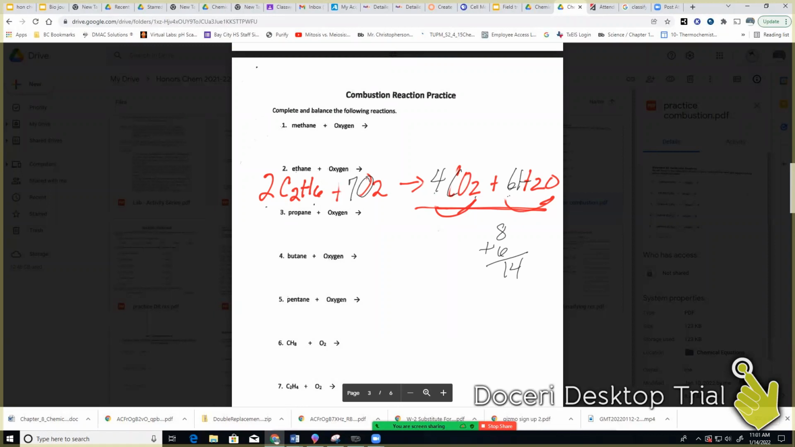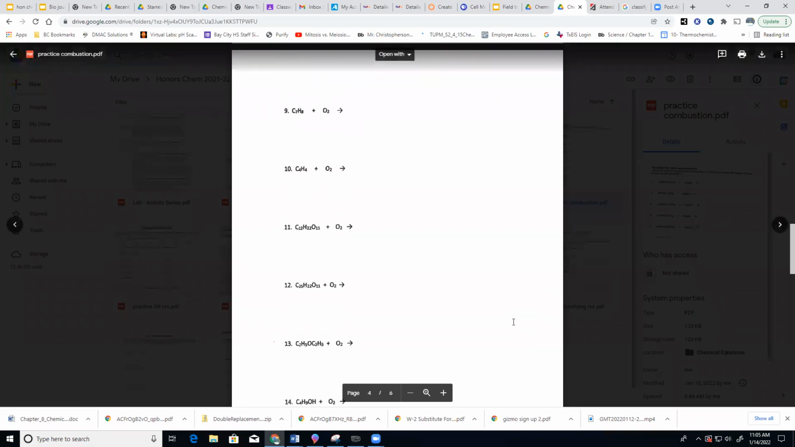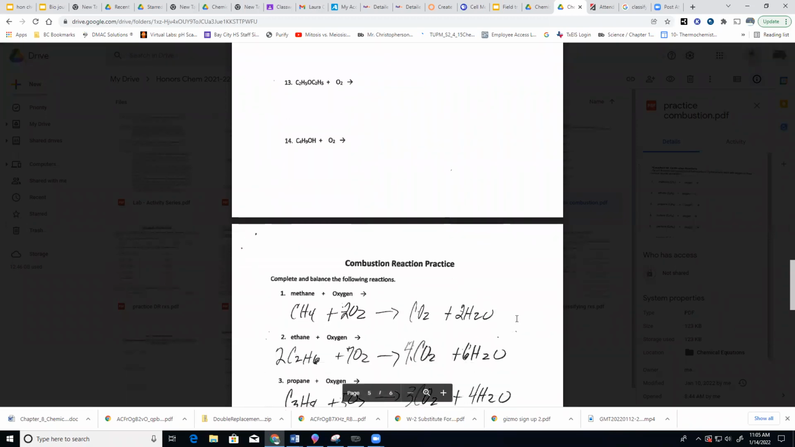So once again, these are really easy to write, but a little bit more difficult to balance because of the oxygen situation. That is usually what makes it a little bit more difficult to balance. All right, I'm going to show you one more on the next page, number 13. It's just another little situation that we kind of touched on in the notes.